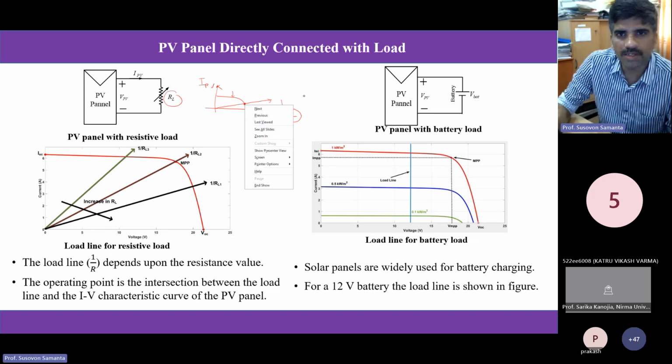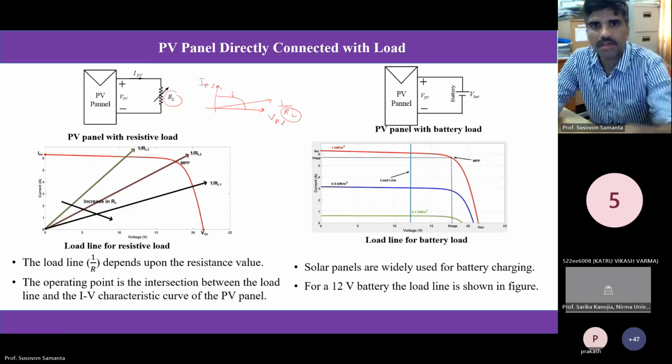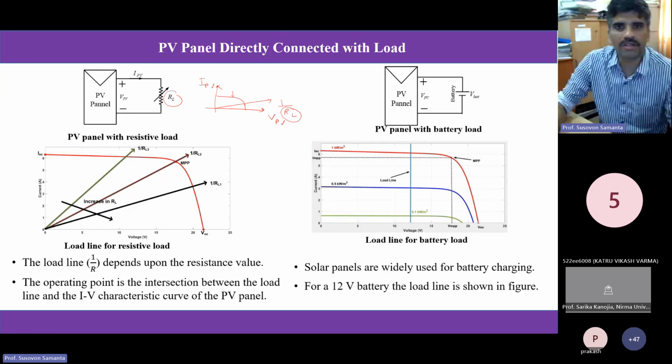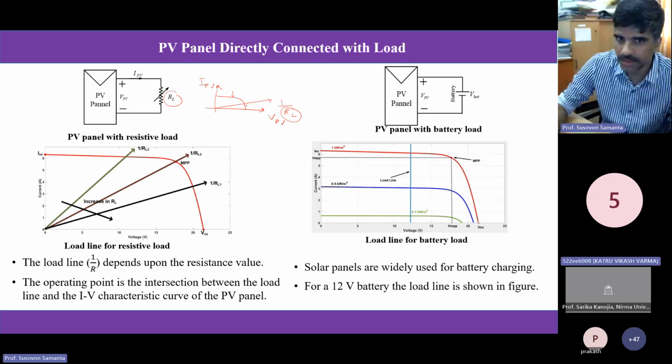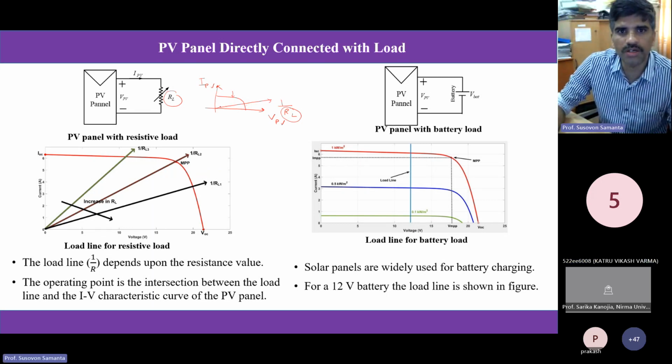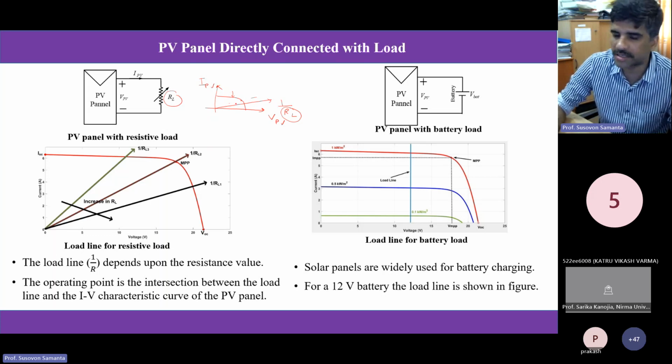And obviously this is not the maximum power point that we have already discussed. But if I choose the load resistance in such a way that it crosses exactly at this point or around this point, then we can extract the maximum power from the PV panel.